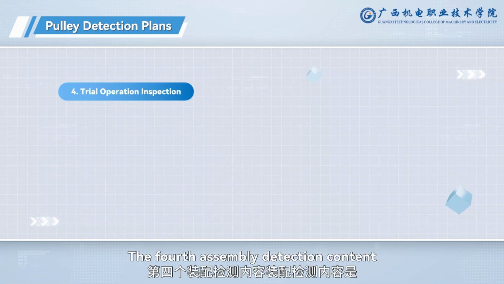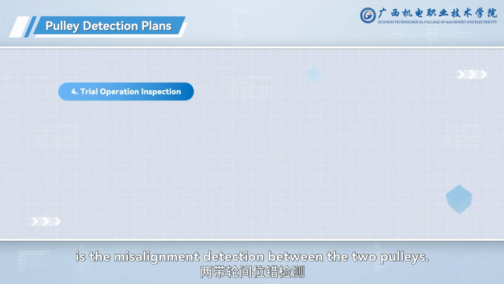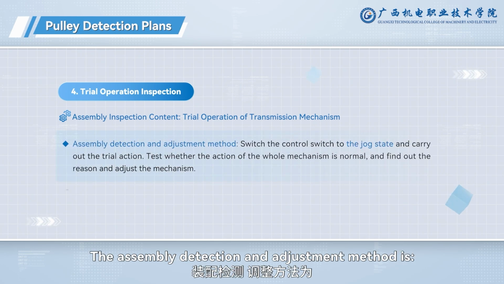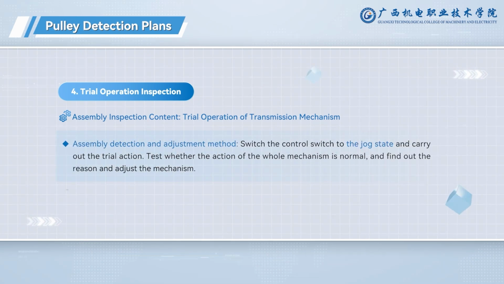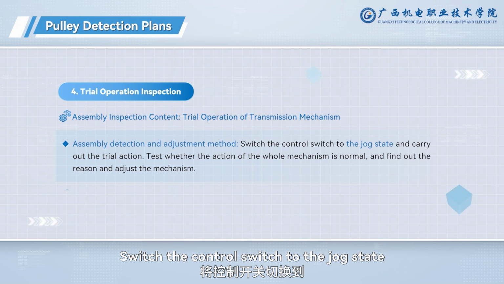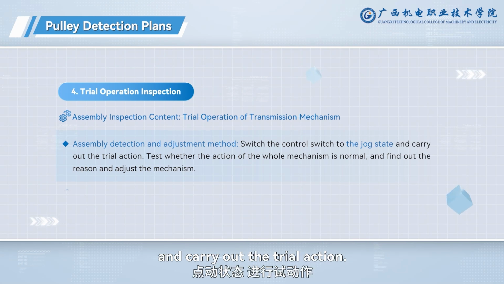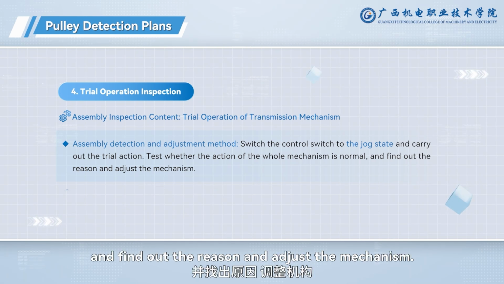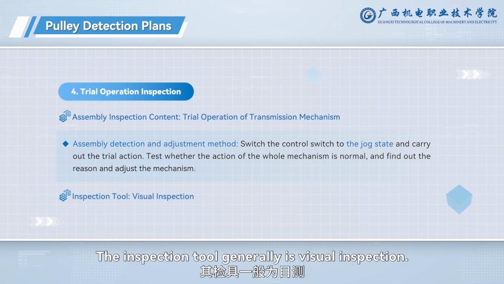The fourth assembly detection content is the misalignment detection between the two pulleys. Trial operation of transmission mechanism. The assembly detection and adjustment method is: switch the control switch to the jog state, and carry out the trial action. Test whether the action of the whole mechanism is normal, and find out the reason and adjust the mechanism. The inspection tool generally is visual inspection.